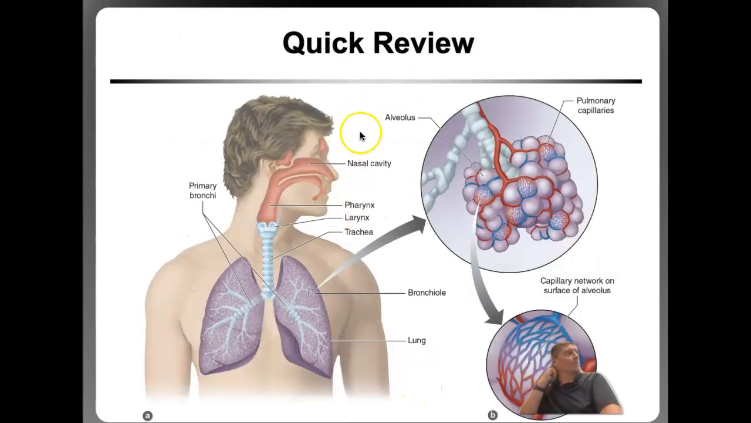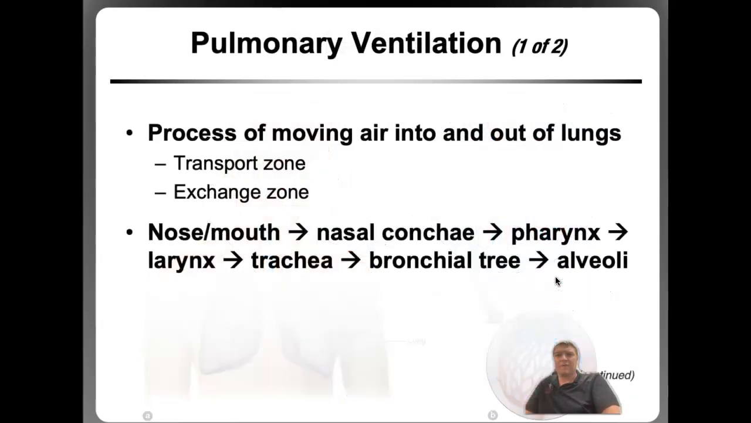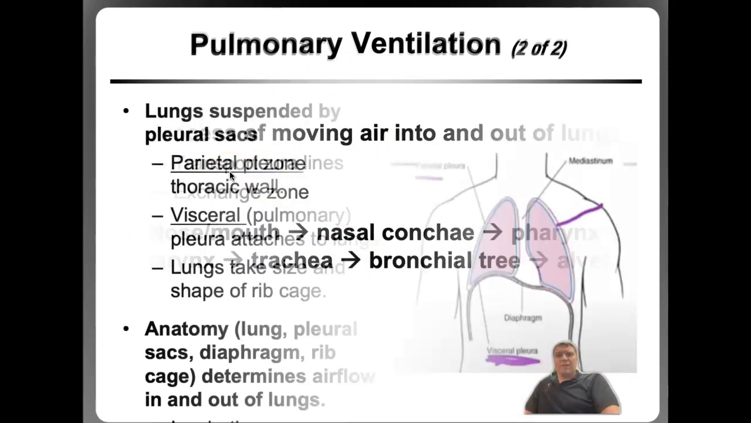So here's just the picture of it. Should be all review here. You breathe in through your nasal cavity or your mouth. It goes through the larynx, through the trachea, into the lungs. And then you'll start at the bronchi, and then the tree just gets smaller and smaller until you get to the alveoli. And that's where your diffusion is going to take place. Transport zone, exchange zones. Those are the two things we're going to be going through here.